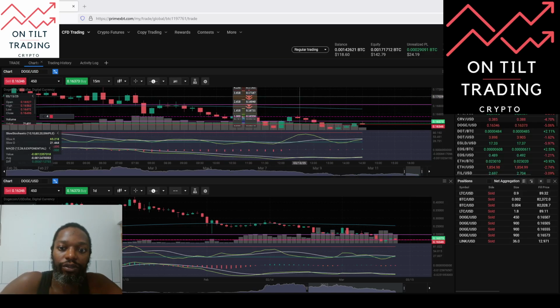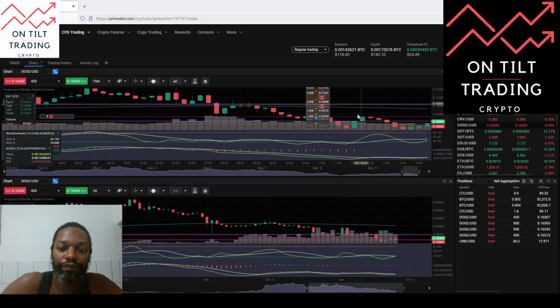And then we'll go up here to the 15. Here we have the open of the U.S. market, so volume picks up. We can see this large wick on this candle right here. This happened just at the open while Dogecoin's price action is at S3.